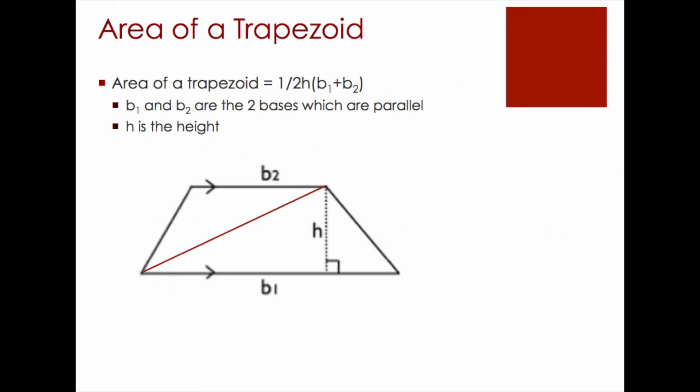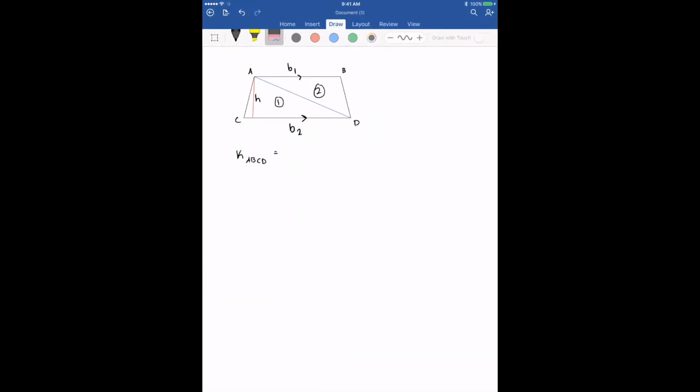The area of a trapezoid is b1 plus b2 times h, all divided by 2, where b1 and b2 are the two bases which are parallel to each other, and h is the height. We can derive this by splitting the trapezoid into two triangles, cutting it down its diagonal. We're going to describe how the area of a trapezoid and the area of a triangle are actually related.